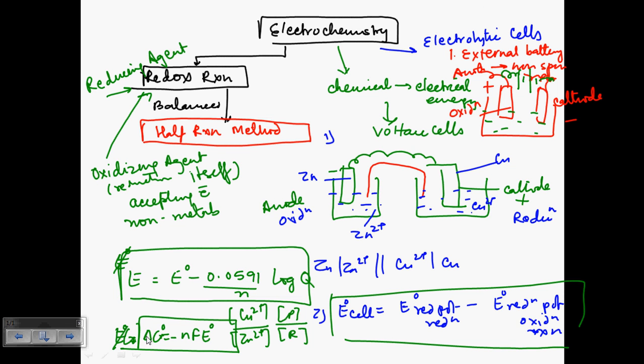So that's another method. And then the third way is if you wanted to know the cell potential for your existing condition or non-standard condition, you can use the Nernst equation for that.